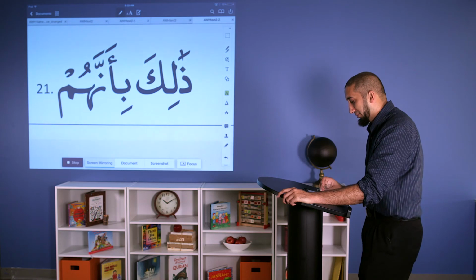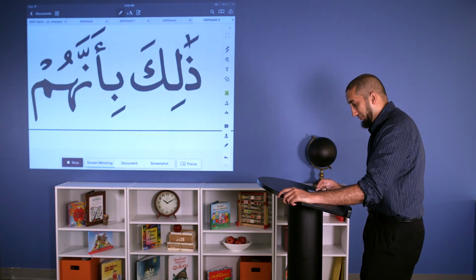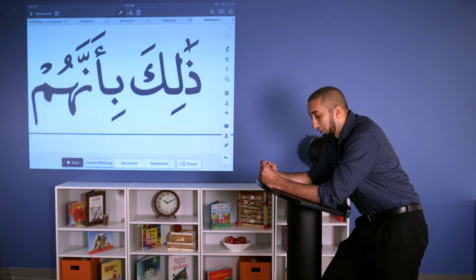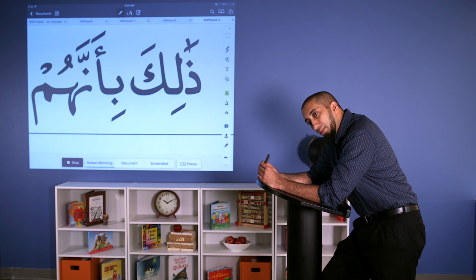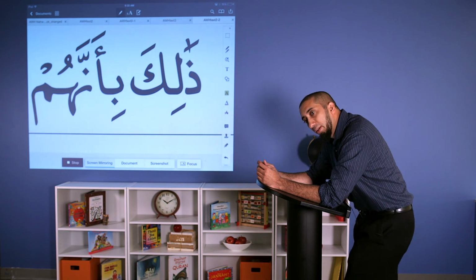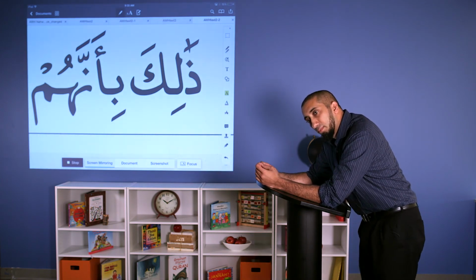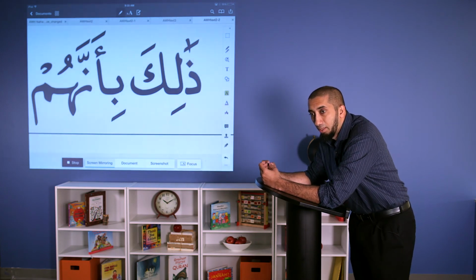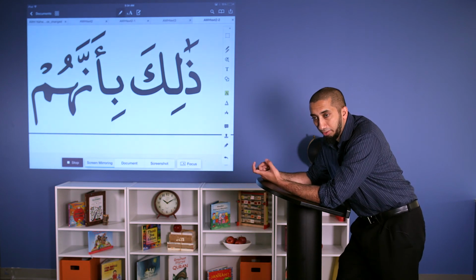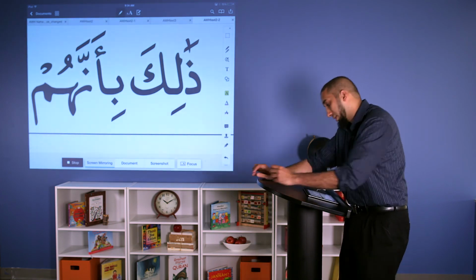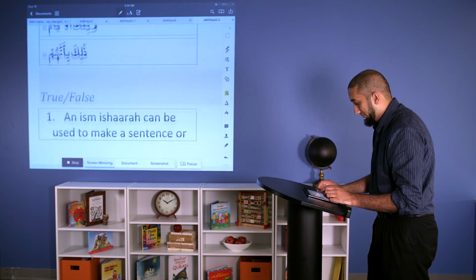ذلك بأنهم. Zalika is that. Did you just say ذلك, auntie? I said Zalika. Okay. بأنهم. Zalika bi annahum. Is that creating a sentence or a fragment? A sentence? Good. بأنهم is a jar majroor. B is the jar and annahum is the majroor. You can think of it like that. بأن together means because. That is because they did something. They wanted cake. Well, not in the ayah.